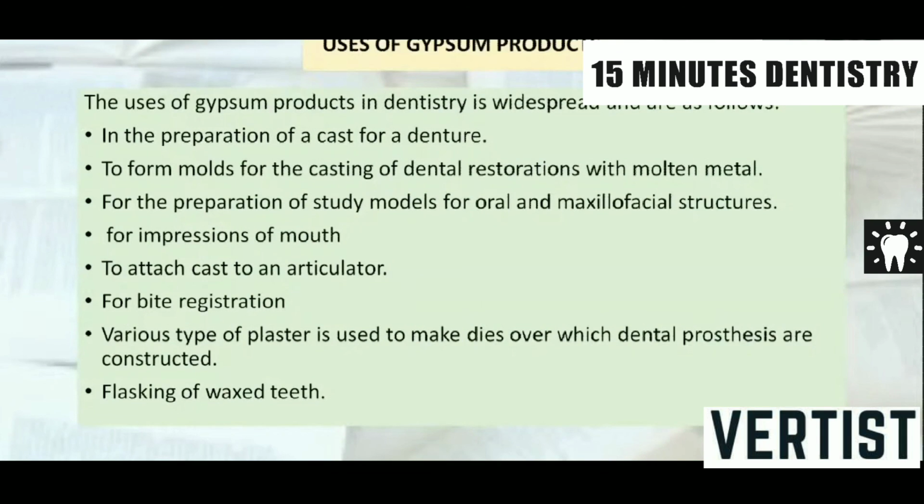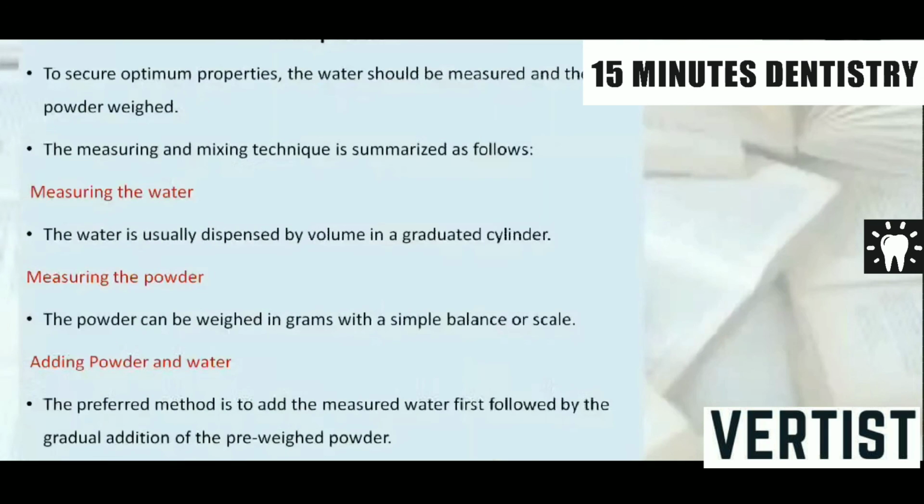You know the uses of gypsum products: starting with the cast for the denture, molds you are preparing for casting, then preparing a study model. Insulation plaster you will use for mounting, and you can do the mounting with this material. For bite registration, you can take a bite registration with the insulation plaster. Also, working models or dies you can prepare from this gypsum product. And you can do the flasking of wax, you know the waxing, flasking and dewaxing procedure, so that reproduction of the denture you can do with this material.